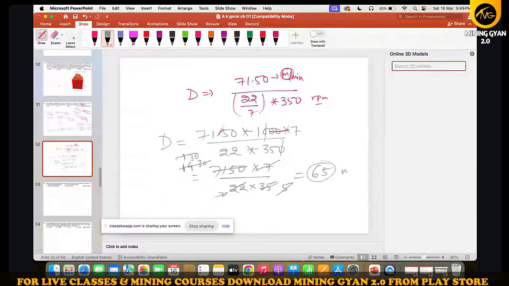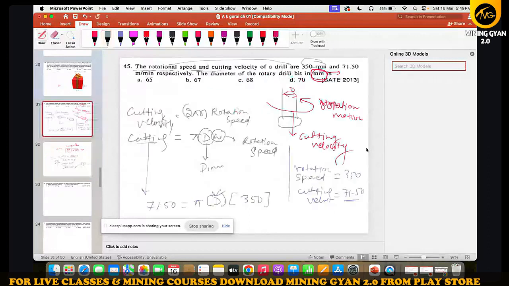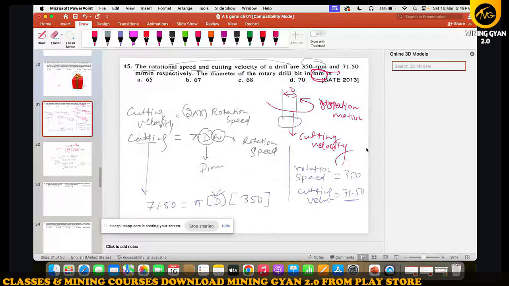So the diameter in mm. 6.5 is in centimeter, not in mm. Multiply with 10, you will get your answer.